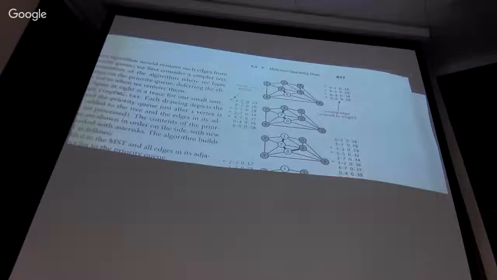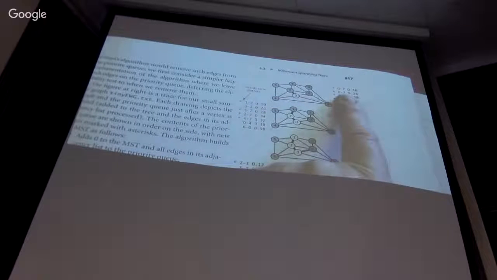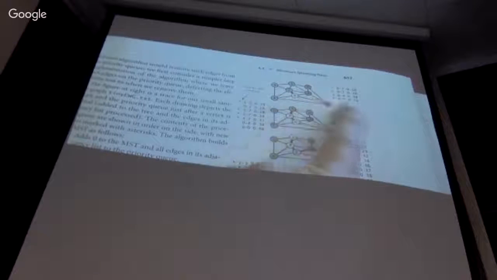Okay, so let's start. Suppose my start node is 0. What are the edges connected to my start node? The edges connected to the start node are 0-7, with a weight of 0.16, and 0-2. There are 4 edges connected to 0, right? These 4, and these are their weights.